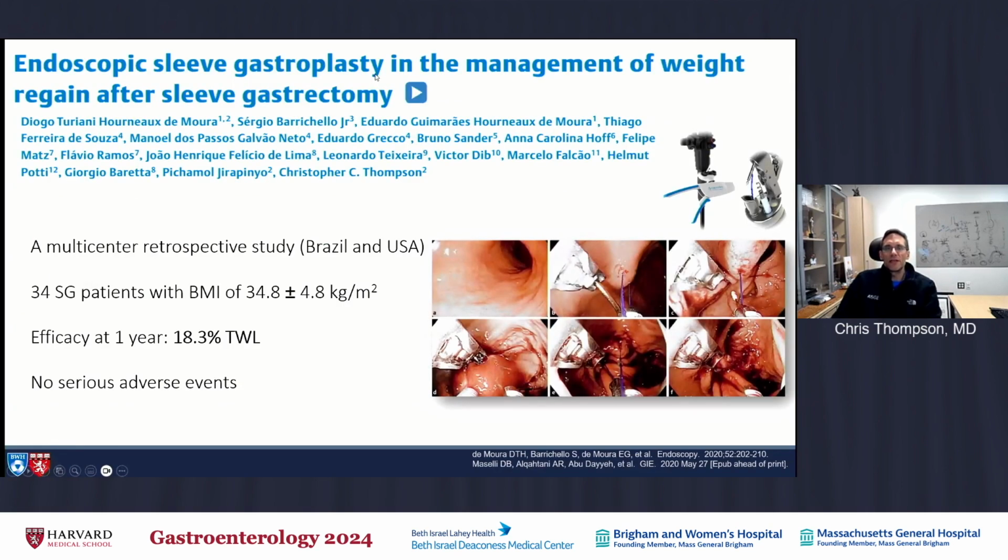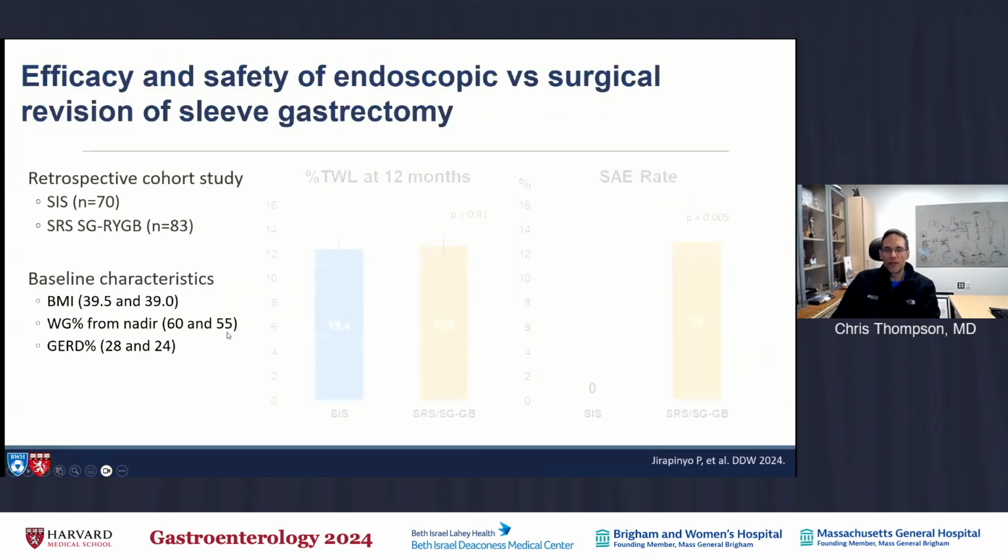So for sleeve revision, so patients with a dilated sleeve gastrectomy, I feel like we have an epidemic of this right now. This was a big multinational retrospective study, including our center and others in Brazil. And it was just the first time it was done. So it was a small number of patients, 34 patients with sleeve gastrectomy. And we basically did a very similar pattern to what you see with ESG and got an 18% total weight loss. So that was encouraging.